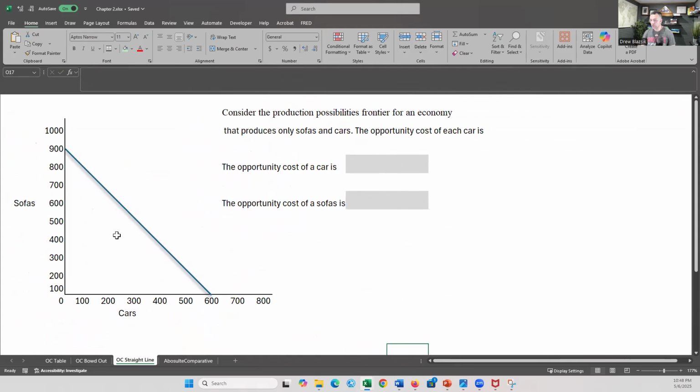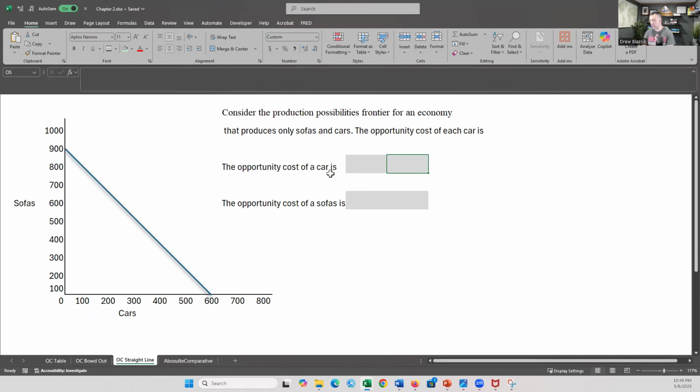So we got sofas and cars here. Consider the production possibility frontier for an economy that produces only sofas and cars. So we got two different ones. Here's an important thing. If the curve is bowed out like the previous question, it is important that each point on the curve will have a different opportunity cost because we have a different slope at each point of that curve. That's real important to see. If it's a straight line, that means it is not increasing opportunity costs, and therefore the entire curve is the same slope. So let's try to figure this out.